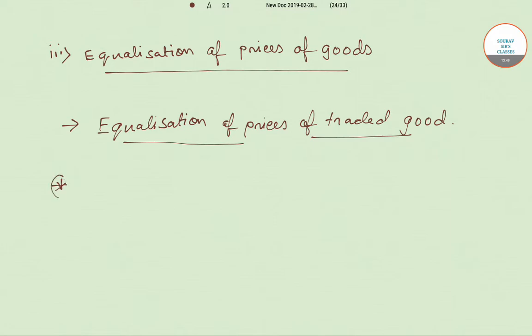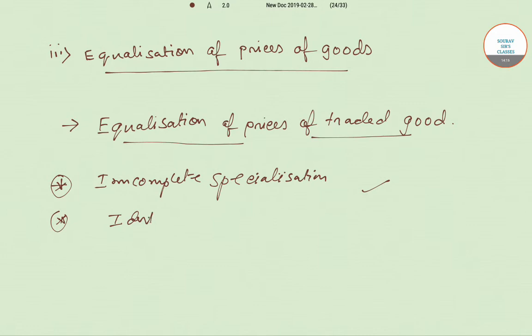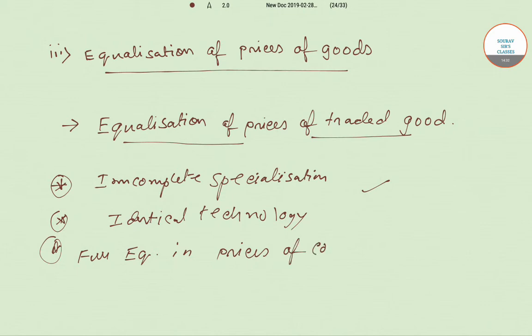So factor price equalization will not occur when these three things we talked about are missing: when there is no incomplete specialization, unless trading countries use identical technology, and unless there is full equalization in prices of commodities. These three things are very important.